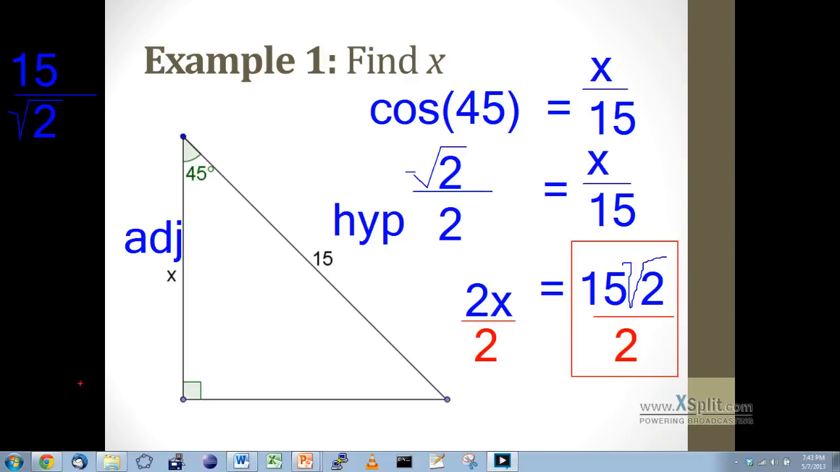Now you might be asking yourselves, Mr. Reece, this doesn't make sense. This answer does not match up with the answer that we assumed we'd get. Well, try rationalizing this denominator. I'm going to multiply by root 2 over root 2. On top, we're going to wind up with 15 root 2.